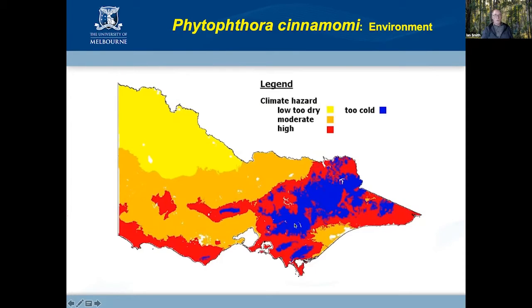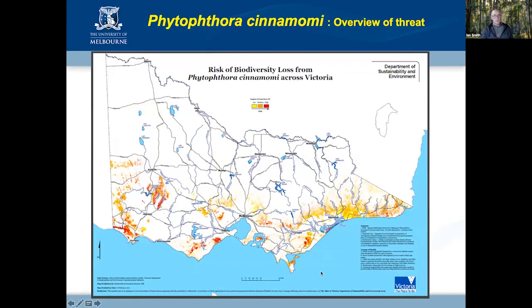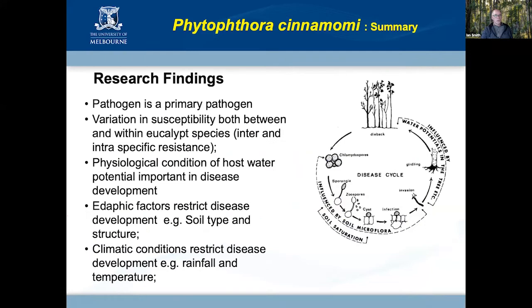So when we overlay our risk with our species, we can see this is what we come up with in terms of biodiversity risk in Victoria. You can see the low risks, the orange is moderate risk, and the red patches here are high risk areas. You can see throughout Victoria where the worst risks are. So that's using the disease triangle to work out where we best target our research and management procedures.